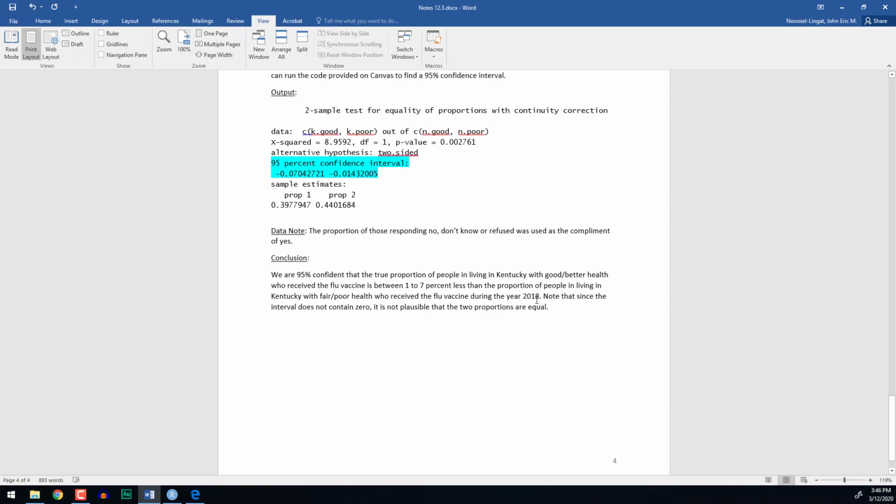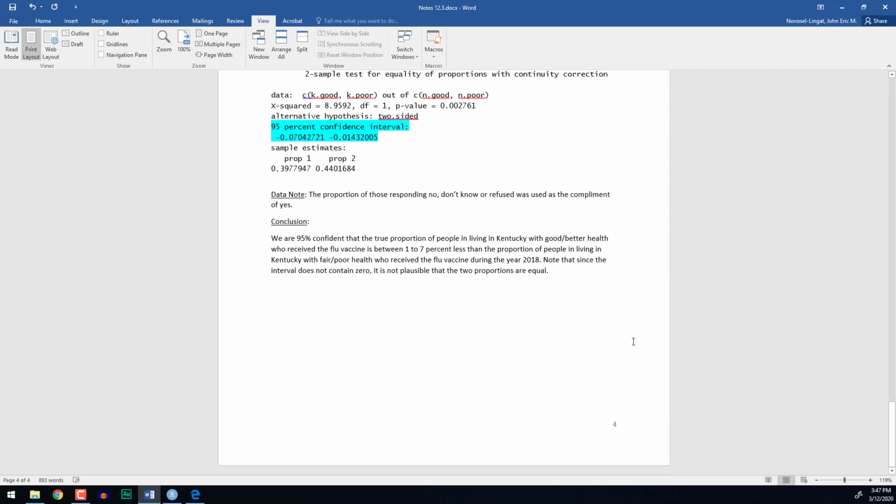Notice, since the interval does not contain 0, it's not plausible that the two proportions are equal. So in other words, what this is telling us is those with good or better health are receiving the flu vaccine less than those who have poor health. There could be a variety of reasons for this, but we're able to conclude that based on these confidence intervals. So this concludes the Module 12.3 notes.